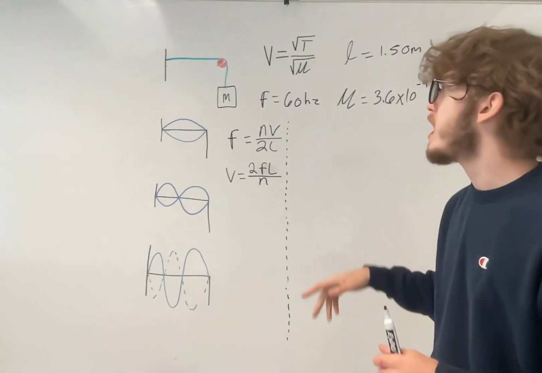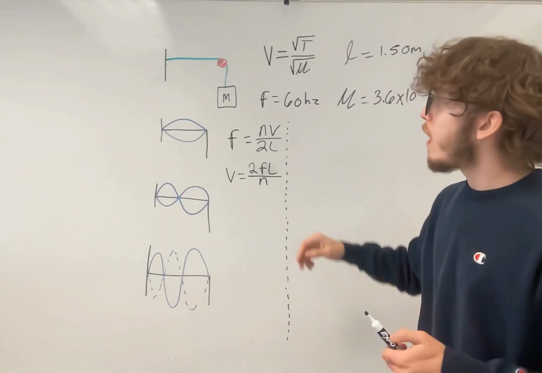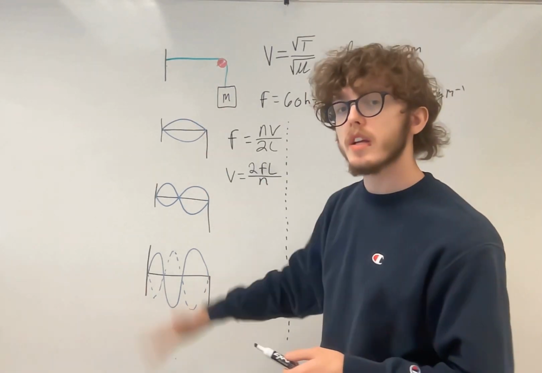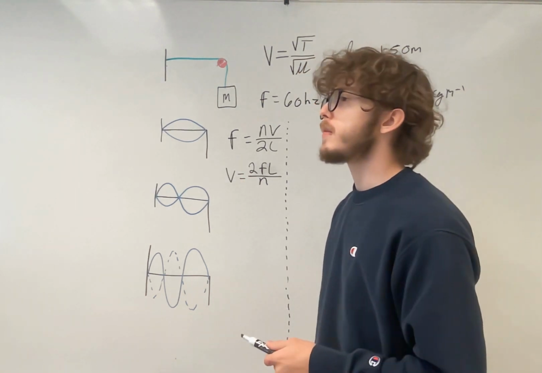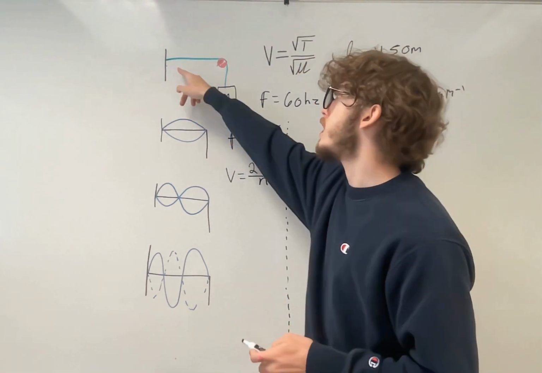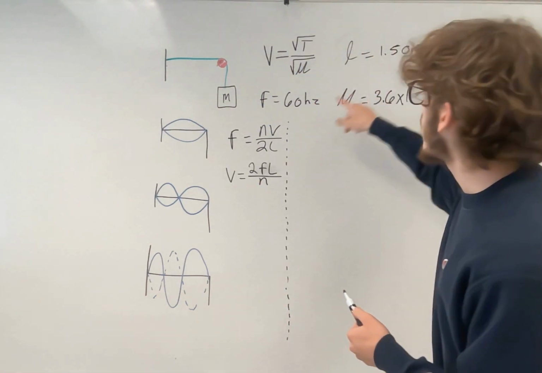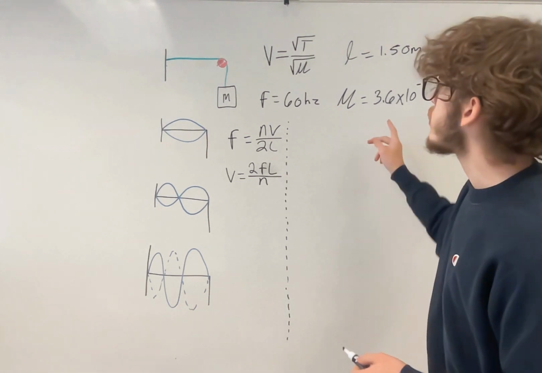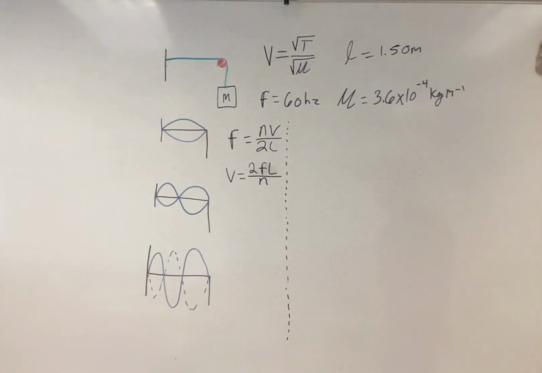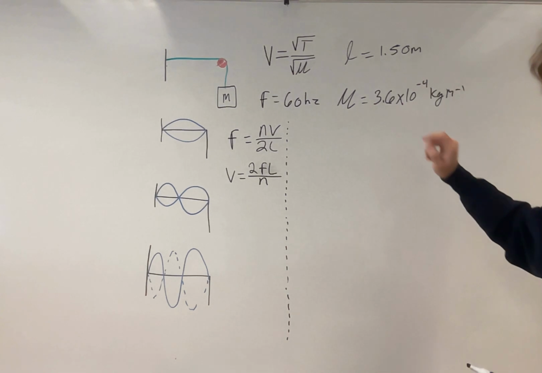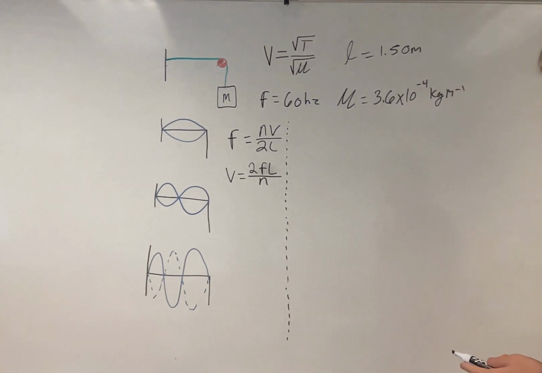In this problem, we have a pulley system, and on this end of the pulley, we have an oscillator. So it's putting some oscillation frequency into the string, right? And it's doing that at 60 hertz. The length of the string in total is 1.5 meters. That's going to stay constant. And the linear mass density is 3.6 times 10 to the negative 4 kilograms per meter.